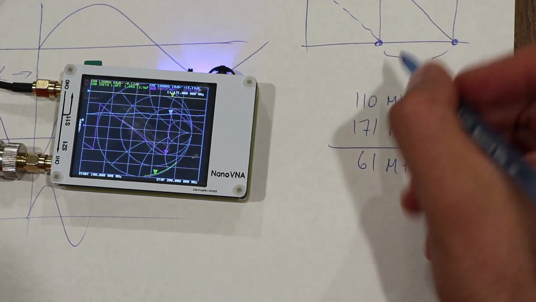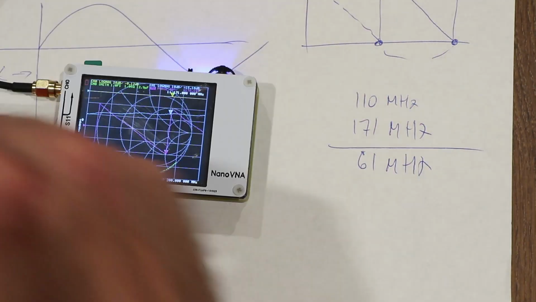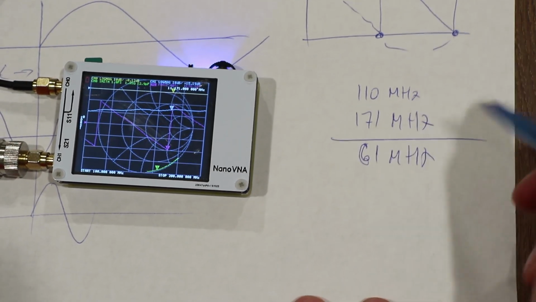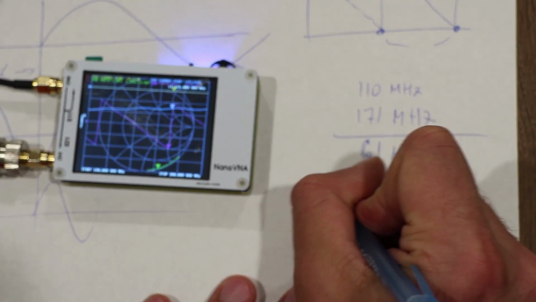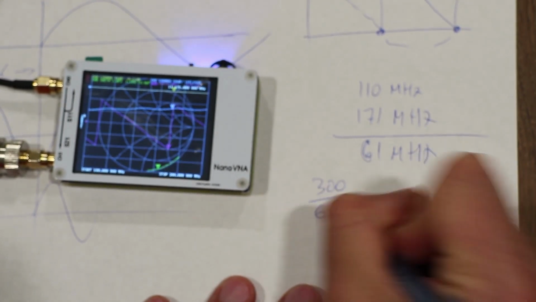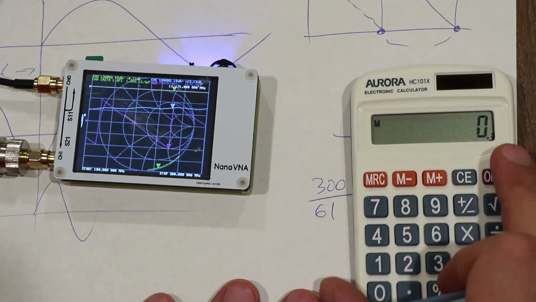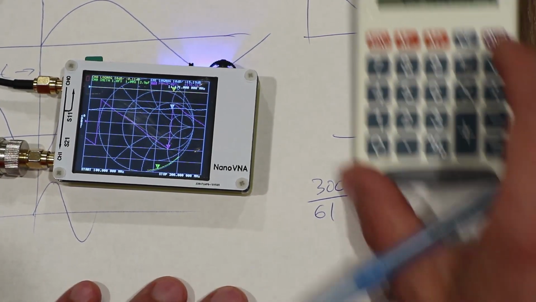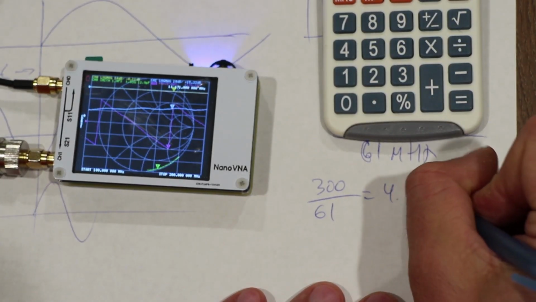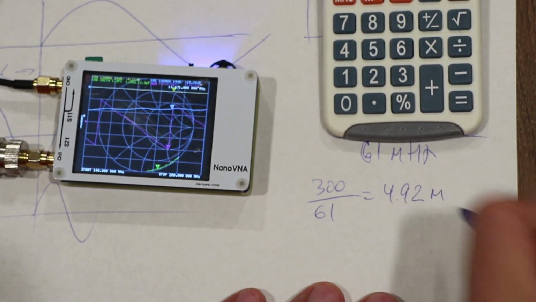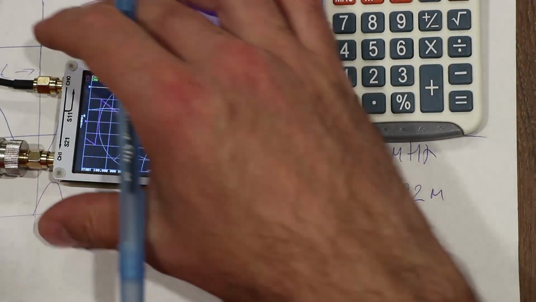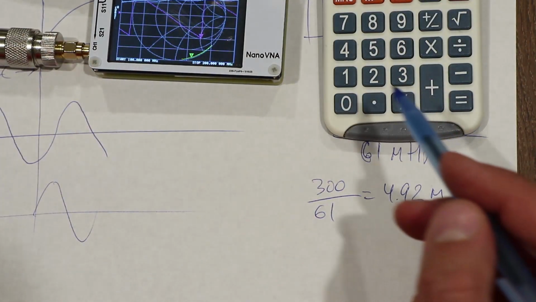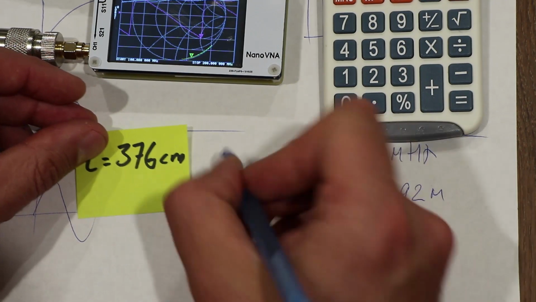So to calculate how long the wire needs to be for electrical length to get to 61 megahertz, the formula is very simple. We take 300 and divide by 61. It will be 300 divided by 61 equals 4.92 meters.